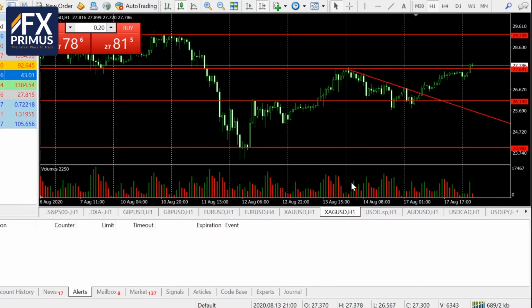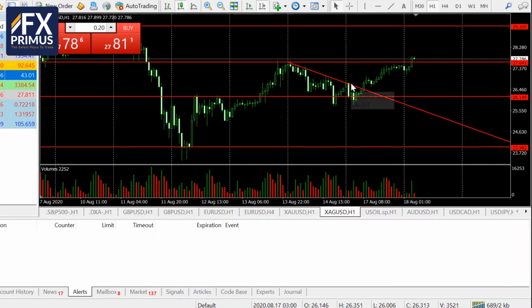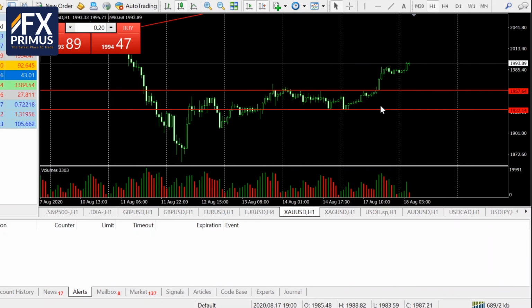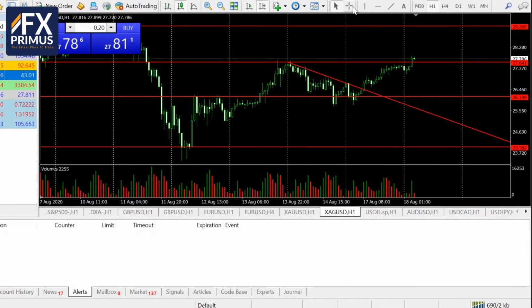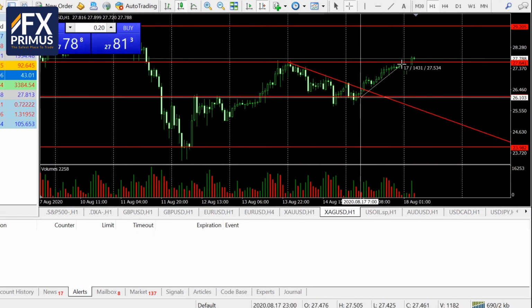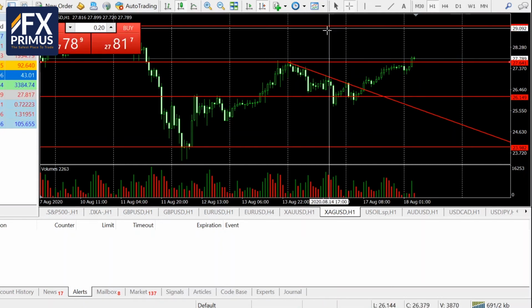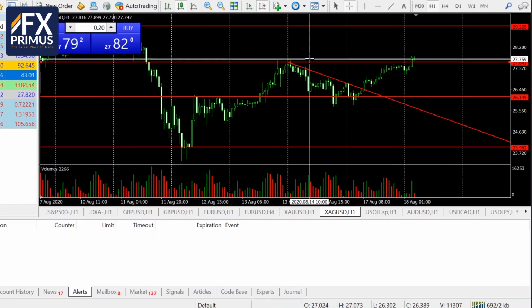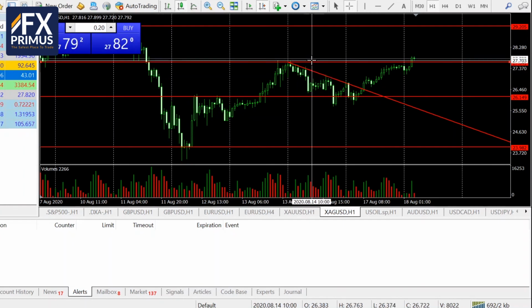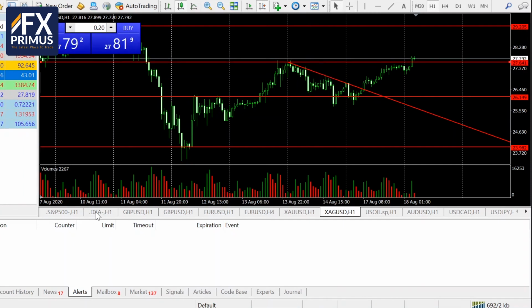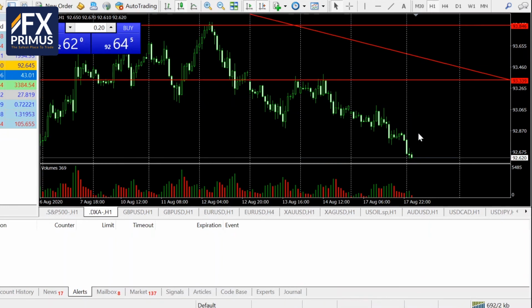Okay, so silver prices again, not exactly mirroring the breakthrough of gold prices. However, silver prices did manage to move up, and is currently testing this recent high of $27.70.